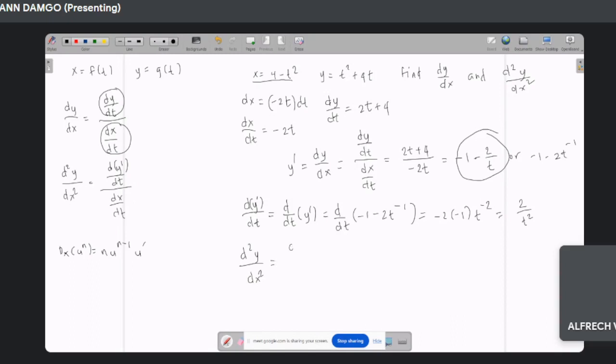So this is dy prime dt over dx dt. Okay, so substitute. So we have here, this is equal to 2 over t squared over the dx dt, which is negative 2t. So this is equal to negative 1 over t cubed. And this is the final answer.